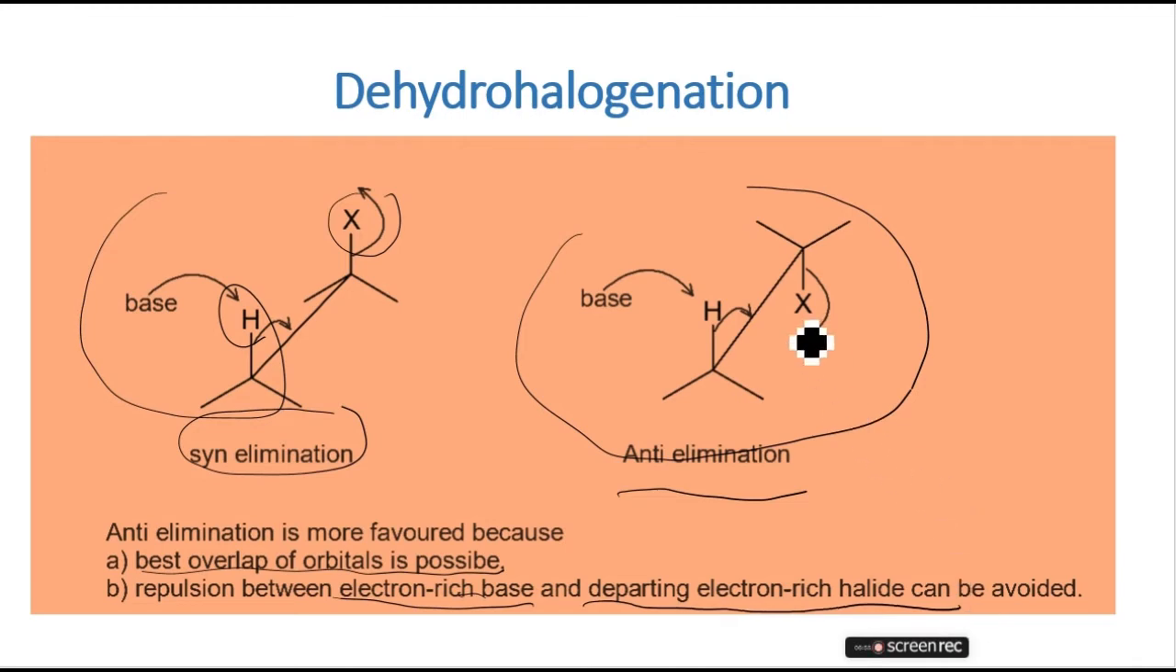The interaction between this electron rich base and this electron rich leaving group, there is a possibility of electron repulsion, and this can be avoided by the anti-elimination mechanism. So this E2 mechanism usually happens by the anti-elimination mechanism.